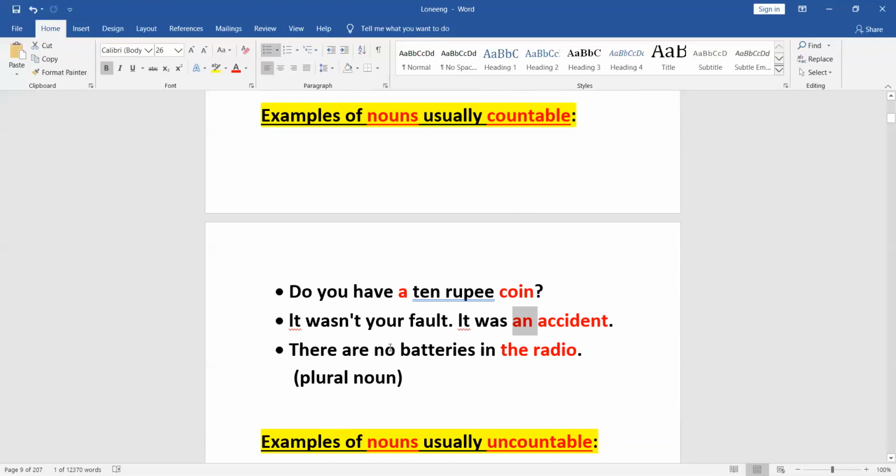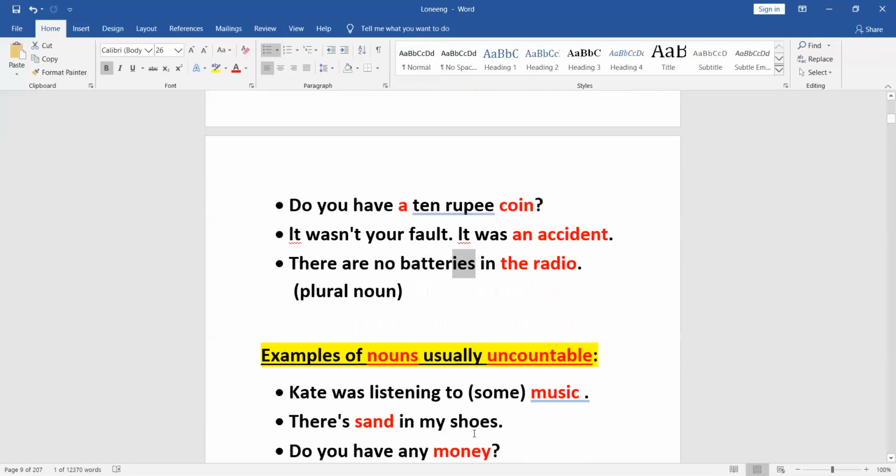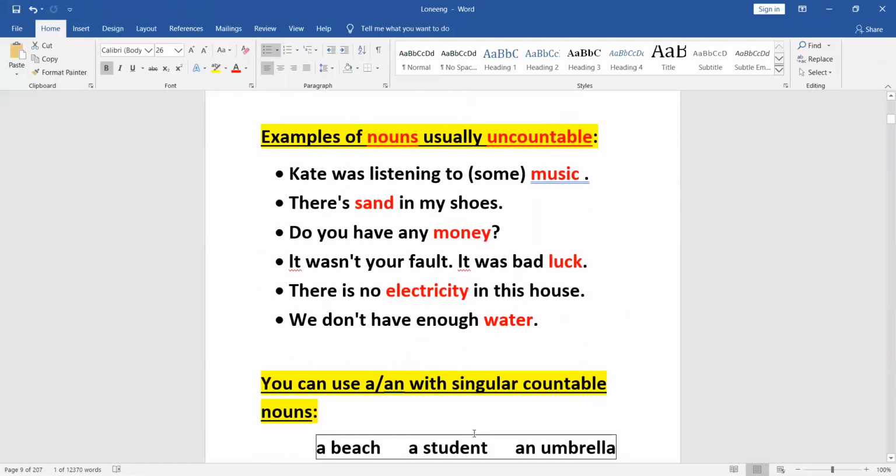There are no batteries in the radio. So take a look at it. No refers to nothing, which means zero. And batteries is in the plural form. Although batteries is in the plural form, they're saying there are no batteries at all in the radio. Okay, so these are a few examples. Let's take a look at more.